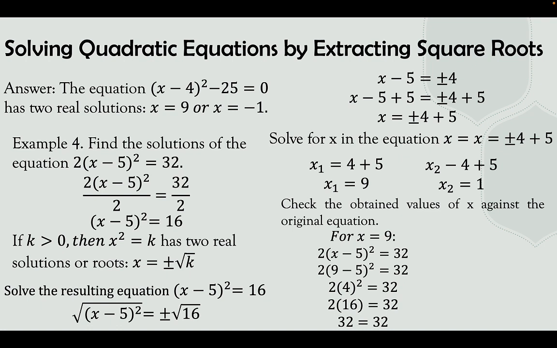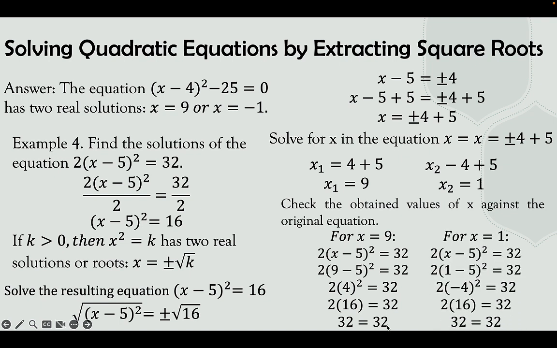So let's try x equals 9. So we have 2 times 9 minus 5 squared equals 32. So we have 2 times 4 squared equals 32. 4 squared is 16. So 2 times 16 is 32 equals 32. And then next, we have x equals 1. So we just need to substitute 1 there. So we have 2 times negative 4 squared equals 32. So negative 4 squared is positive 16. 2 times 16, we have 32 equals 32.